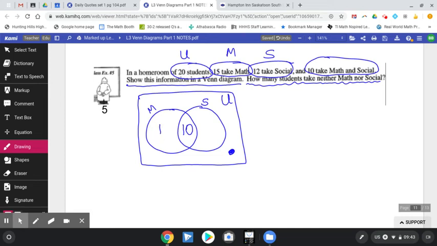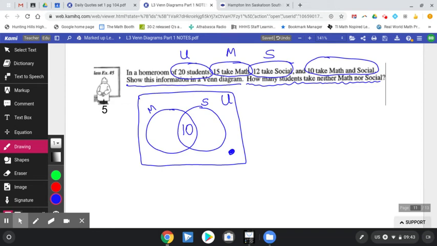If I put 15 in here for math, look at that math circle right now. I actually have 25 people in that circle. And up here at the top, it tells me that there's only 15 people taking math. And look in this circle right now, I've got 25 people taking math. So my mistake here is that I forgot to use some subtraction. So let's go back. I'm going to fix up my mistake.